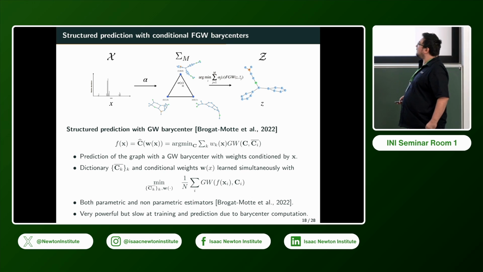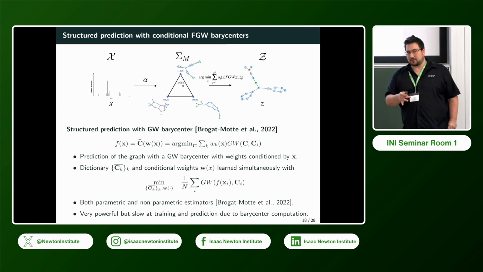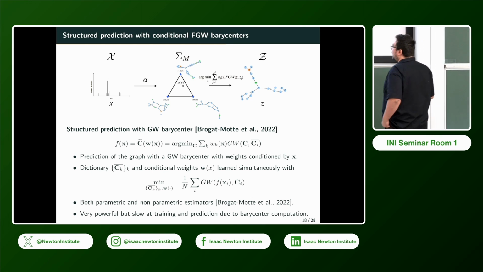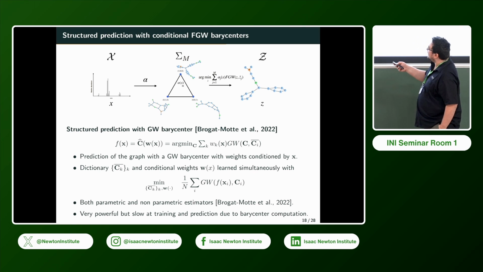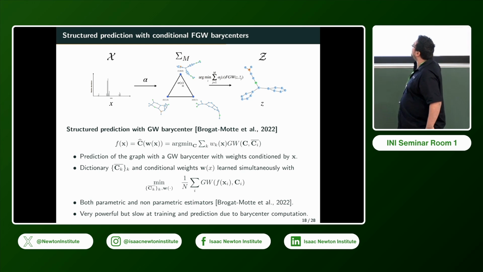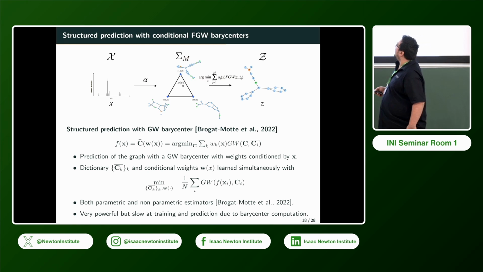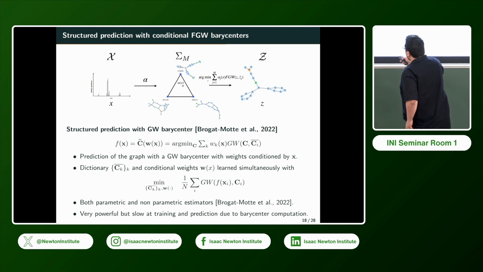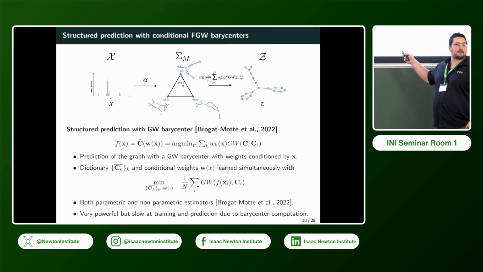In order to do that, we're going to use the barycenter I talked about. And so the idea is to say, well, my predictor, for X, where X is an input, it's not a graph, it can be a spectrum, for instance. And so the predictor F is actually a barycenter of template graphs that can be learned, or that can be taken from the data, where the weights are conditioned by X.